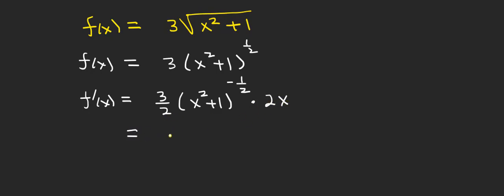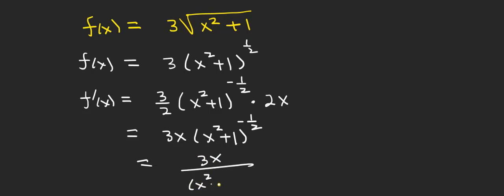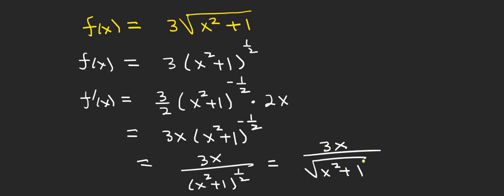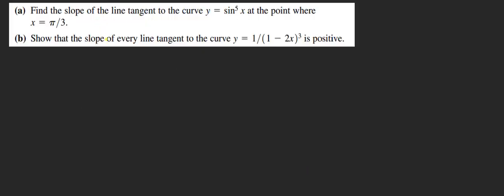The 2 and 2 cancel out here. You get 3x times quantity x squared plus 1 to the negative 1/2, which is the same thing as 3x over x squared plus 1 to the positive 1/2, which is the same thing as 3x over radical x squared plus 1. Now we're going to take a look at the last two examples.